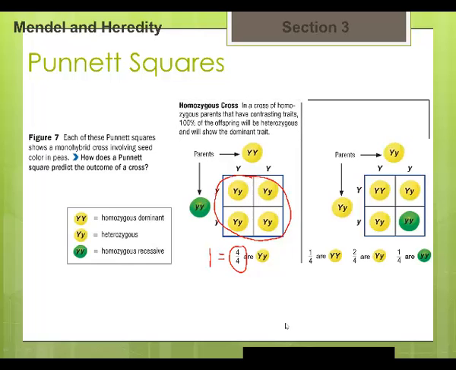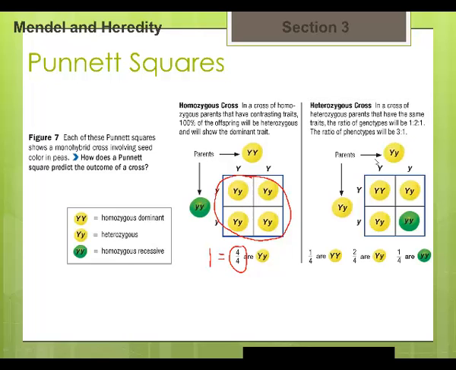So in a cross of homozygous parents that have contrasting traits, 100% of the offspring will be heterozygous and will show the dominant trait. Over here in the next cross, the heterozygous cross. In the cross of heterozygous parents that have the same traits, the ratio of genotypes will be 1 to 2 to 1. The ratio of phenotypes will be 3 to 1.